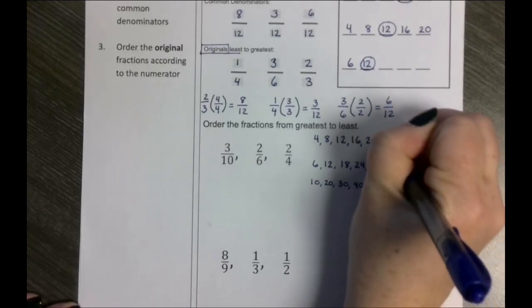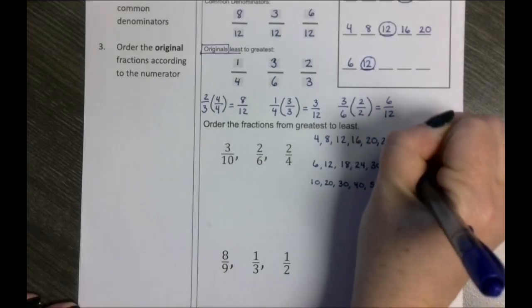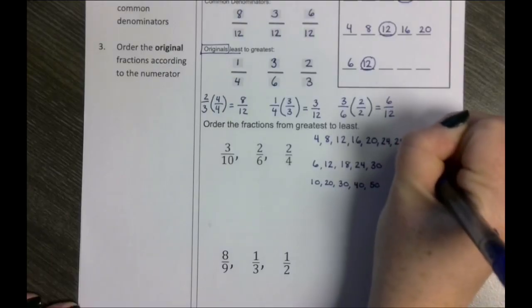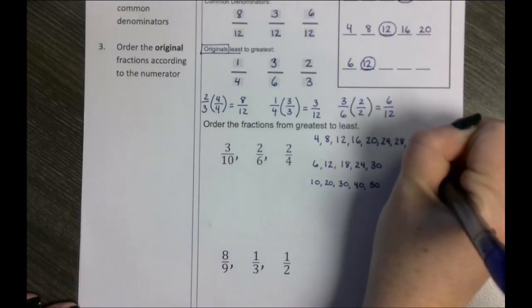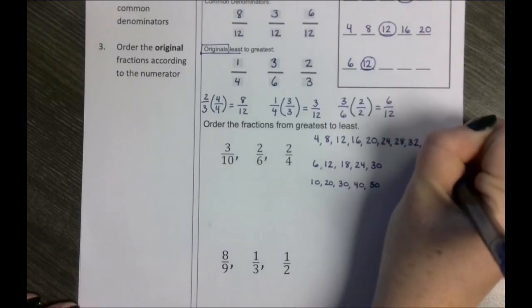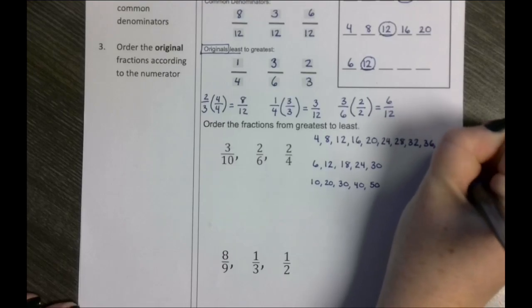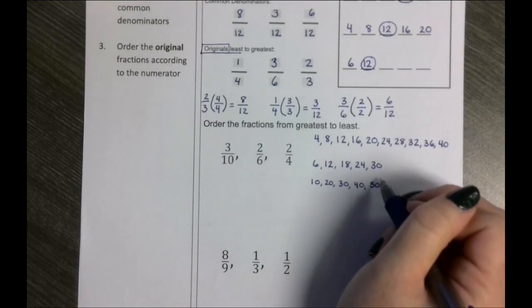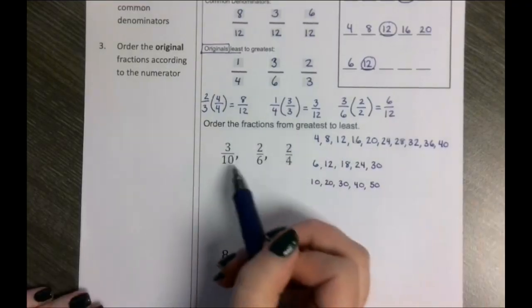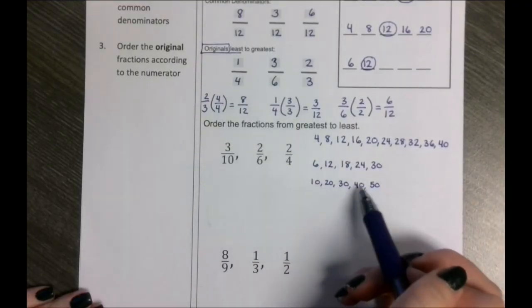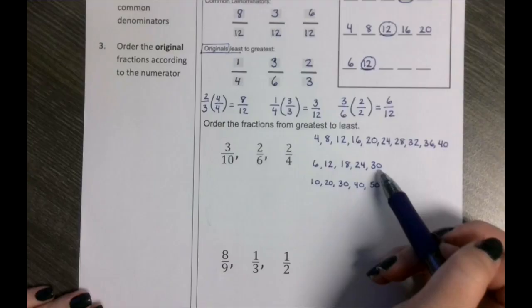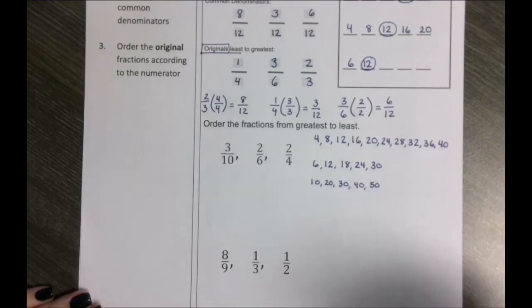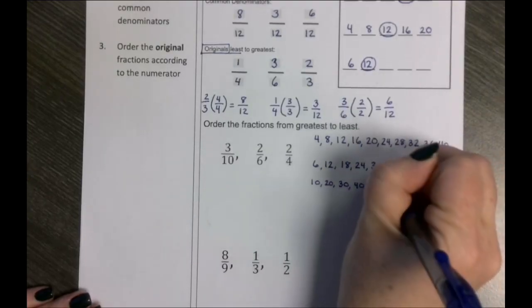Going back up because I didn't have anything that matched: 24, 28, 32, 36, 40. Going back here, looking for anything and knowing that it's 10, so it's got to be something that ends with a 0. And since this one didn't work, I'm just going to keep going until I get there.